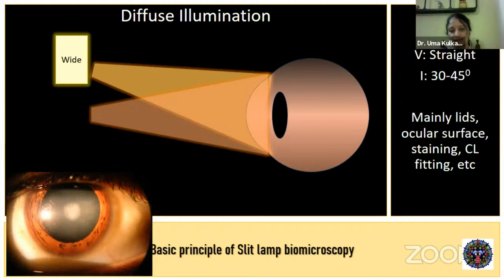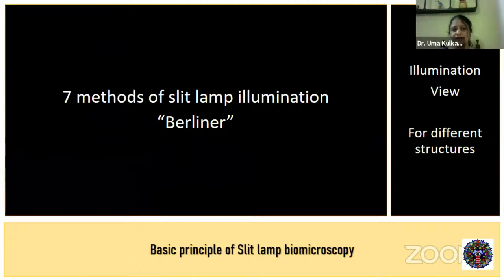This is very important. Even before going to small examinations like aqueous flare, aqueous cells or a slit, it is important to start with a diffuse illumination. In fact, it would be ideal to start with a torchlight illumination and then go to diffuse illumination from the slit lamp. There are at least 7 methods which are described by Berliner, and that was the first one. The second one is the direct focal illumination.